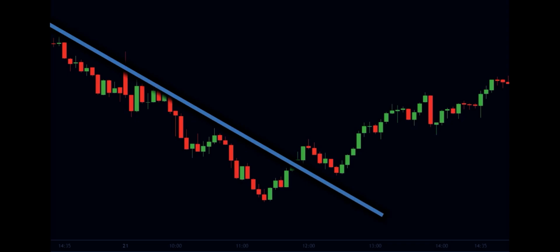So we will connect the swing highs of the downtrend and create a trend line. Then we wait for the price to break above the trend line. On this candle, the price breaks above the trend line. Now, aggressive and novice traders would enter a long trade on this candle. But we are not novice.